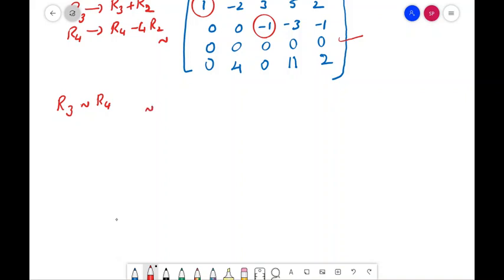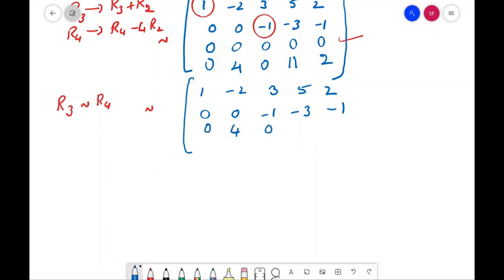So this matrix is transformed to 1, minus 2, 3, 5, 2, then 0, 0, minus 1, minus 3, minus 1, and then 0, 4, 0, 11, 2, and 0, 0, 0, 0, 0. Now let us mark the pivot positions again. This is a pivot position, and this is a pivot position, and the next one is also a pivot position.